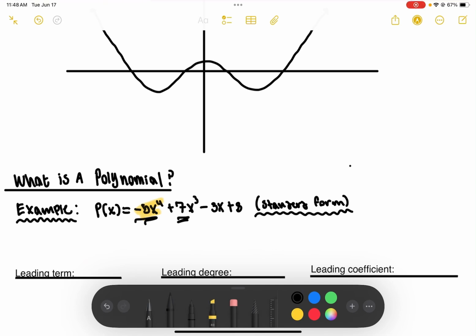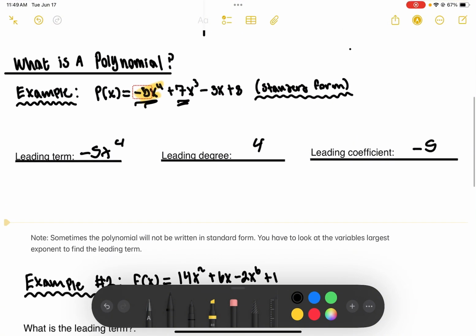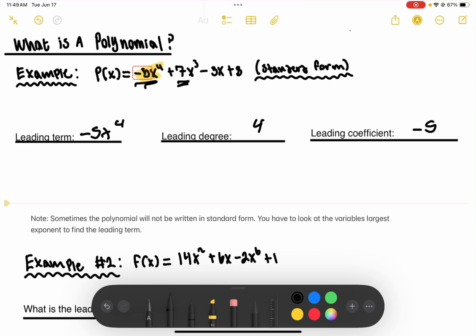Well, the leading degree is whichever variable has the highest degree. So the leading degree in this case is 4 because it's the highest degree. The leading coefficient, after finding the leading degree, is basically the number in front of it. So the leading coefficient is just 5, and the leading term is literally negative 5x to the fourth. Pretty simple.